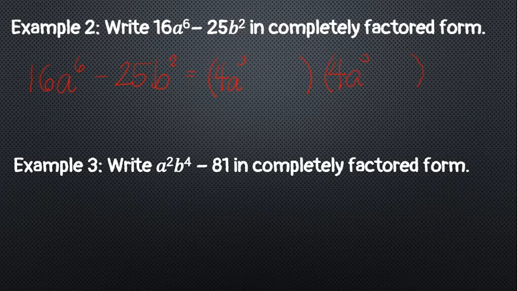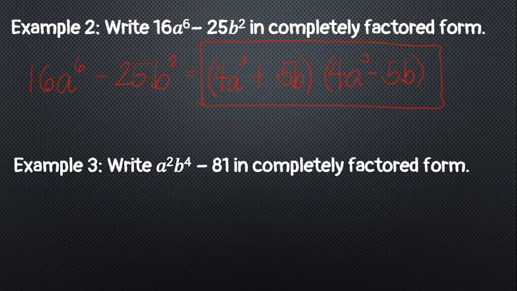Next is, what number when you multiply by itself is 25? That is 5. So we're going to write here 5 and another 5. And then the exponent 2, let's divide it by 2. The answer is 1. So we're going to only have 1b and 1b. And then write the sign plus and minus. So that is the answer.